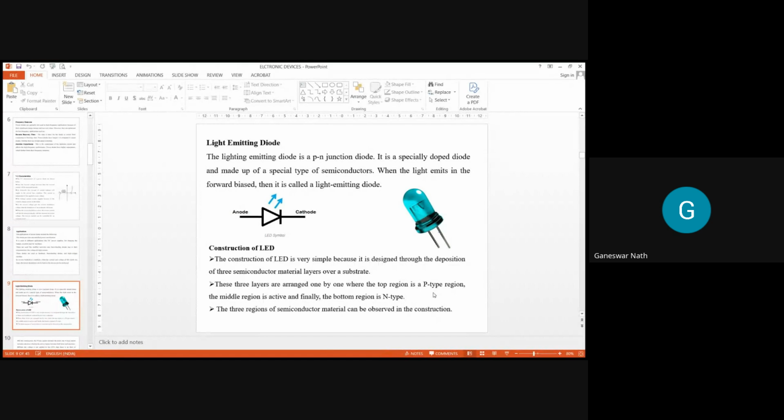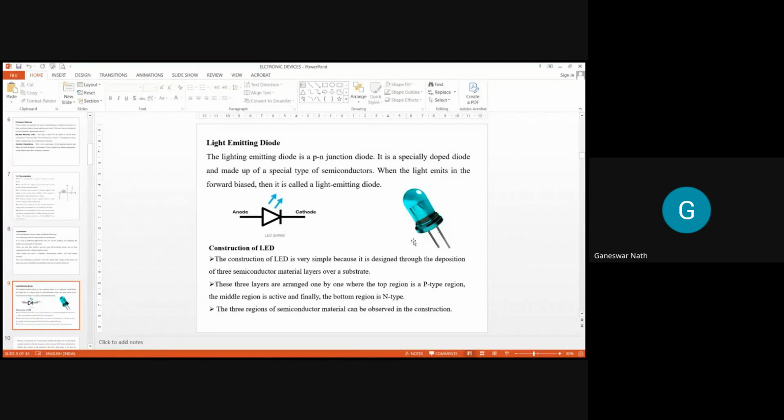Now let me come to the light emitting diode. I think you may have read these things at a basic level, but still I will give some ideas about the LED. All of you know the light emitting diode is also a PN junction diode, and it is a specially doped diode. Specially doped means the impurity, just as in the previous power diode I put P plus and N minus. Similarly, this is also a heavily or specially doped diode made up of a special type of semiconductor. When it emits light in the forward bias, it is called a light emitting diode.